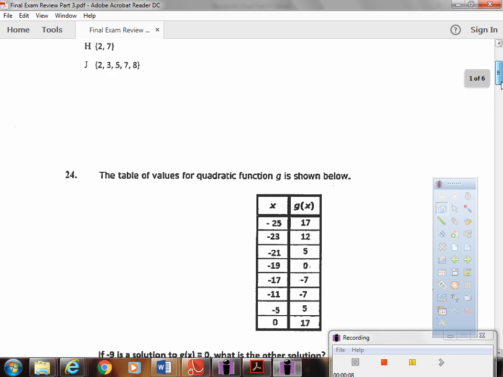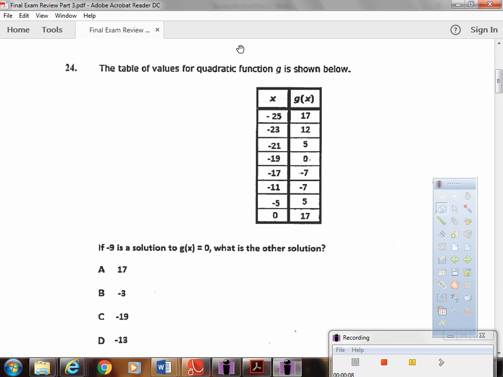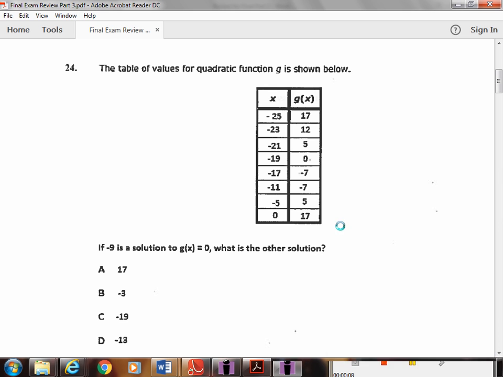Alright, so let's look at number 24. Let's read that one for us. The table of values for quadratic function G is shown below. There's negative 9 and the solution to, and then what is the other solution?